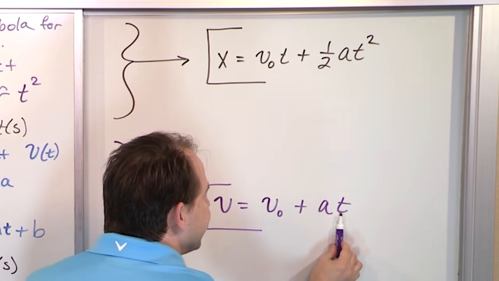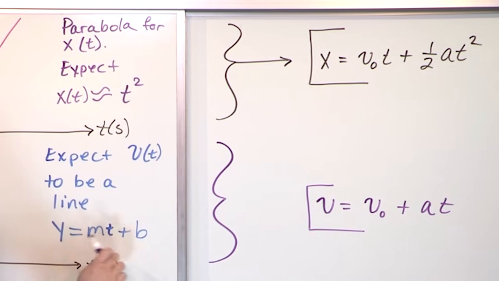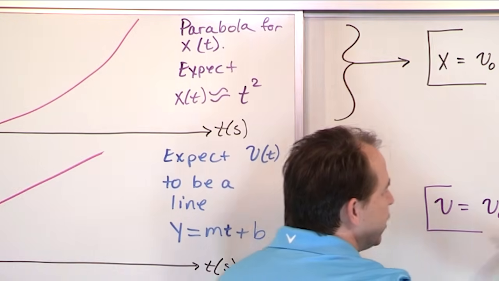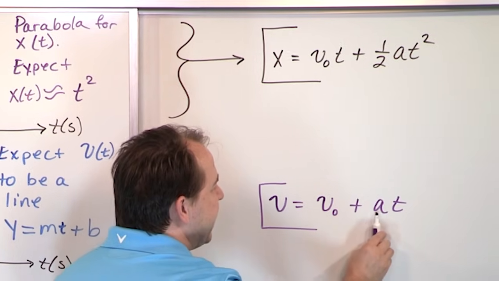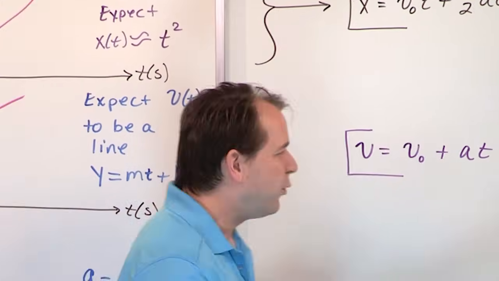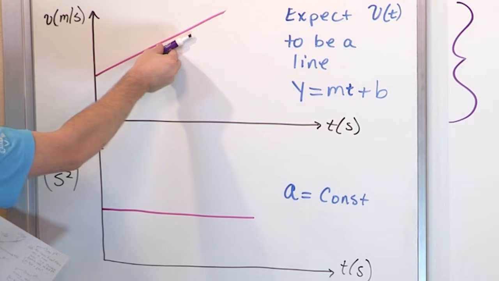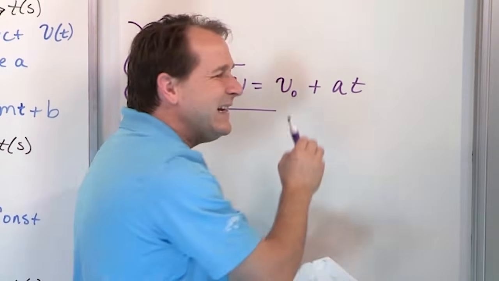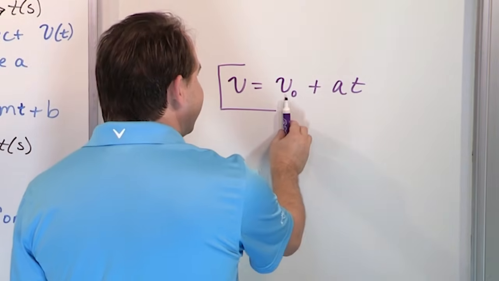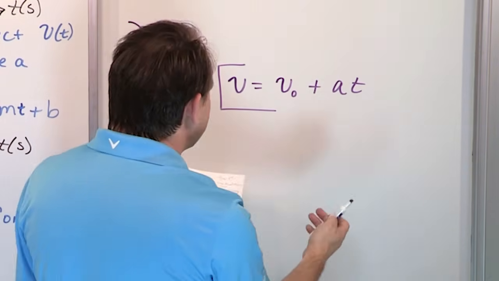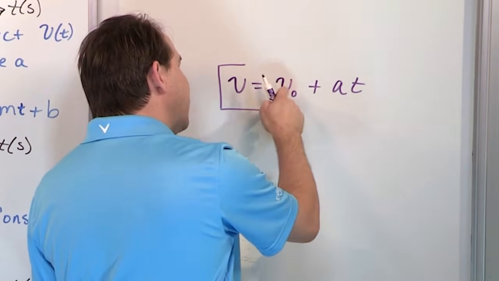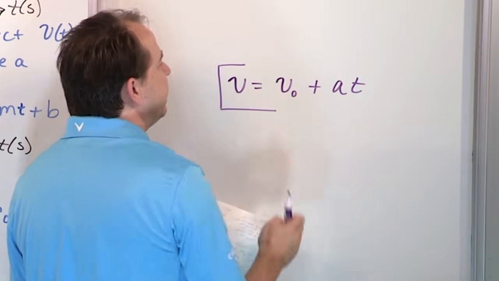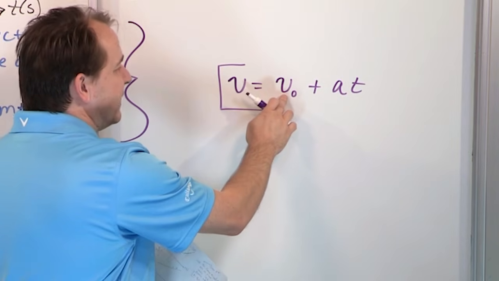There's a slope in front of the t. Remember mx plus b, or mt plus b. Whatever's in front of the t is what we call the slope. Look what's in front of the t: a. That's the slope. Remember, we just said the slope of this thing is equal to the acceleration, and that's why the acceleration is in front of the t, because it is the slope of that line. This is the y-intercept. So if I wanted to flip it around, it would be a t plus v naught. So mx plus b, essentially, the y-intercept being the initial velocity.